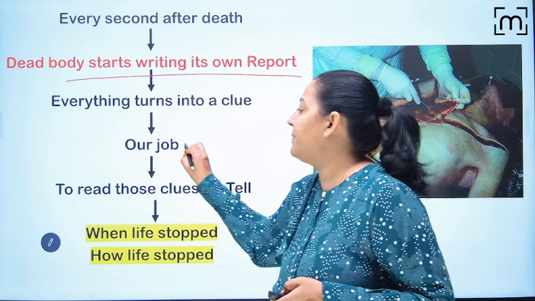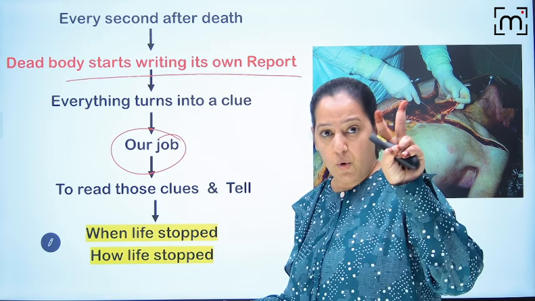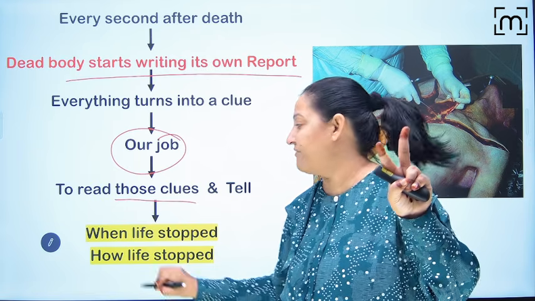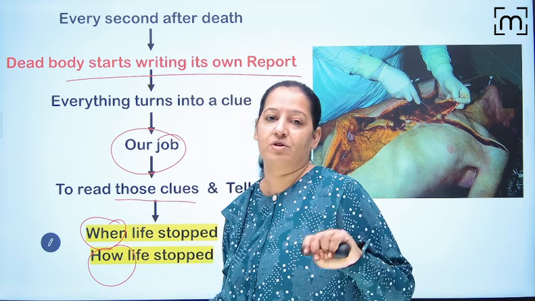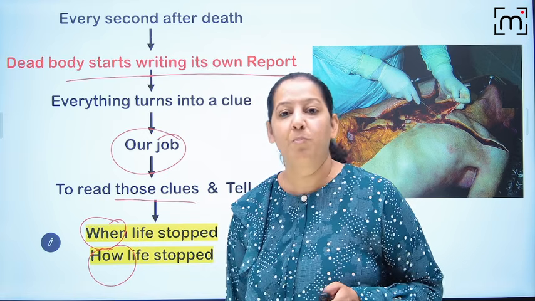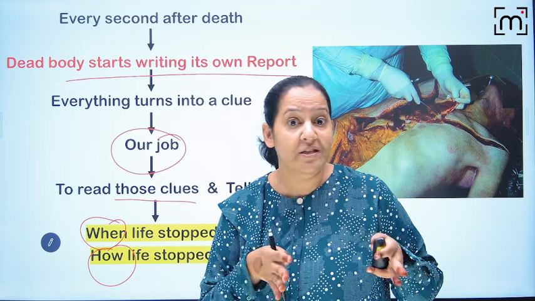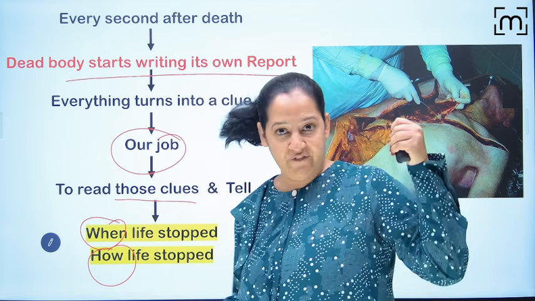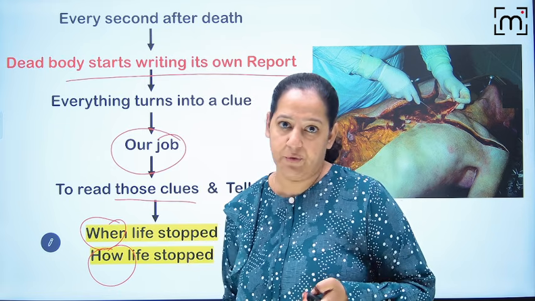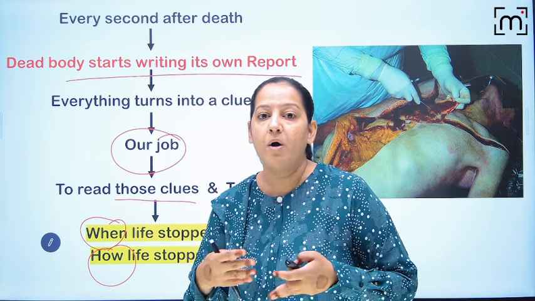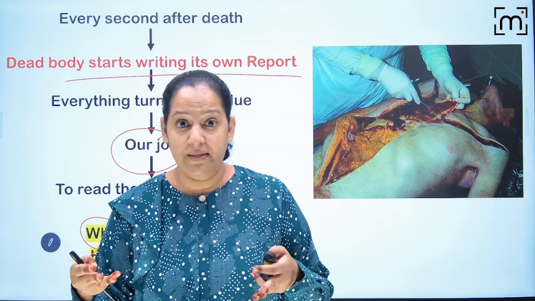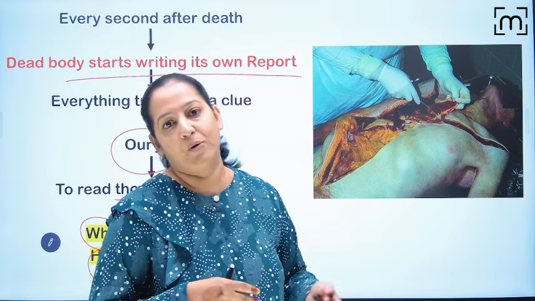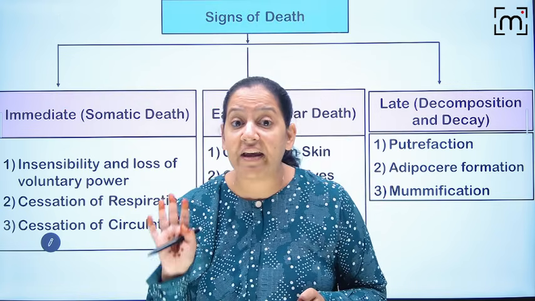Okay, what is our job, being a doctor? Our job, being a detective, is to detect those clues and tell two things. Number one, when the life stopped and how the life stopped. Only two questions in medicolegal cases. What is the job of the forensic expert? To tell two things to the police: when life ended and how it happened. We can help the police and the judiciary come to this conclusion based on the clues in the postmortem. So that's why postmortem changes are very important to understand.